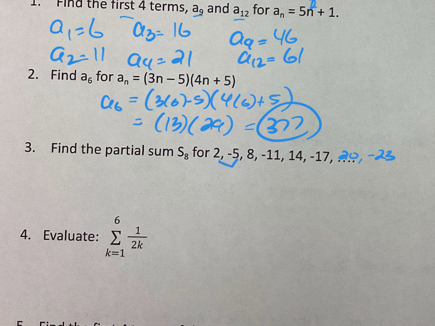I'm going to take 2 at a time. If I take those 2, that's negative 3. If I take those 2, that's negative 3. If I take those 2, that's negative 3. If I take those 2, that's negative 3. And then I have that negative 23 at the end. So negative 3 four times is negative 12, and negative 23, that's negative 35 when I add all those up. You can also just punch all those straight in your calculator, obviously.